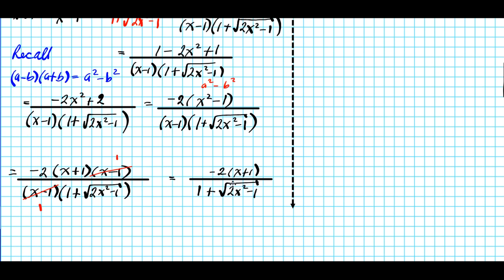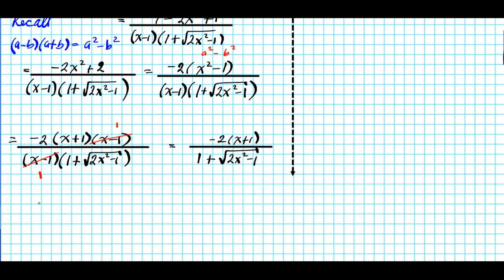Okay, so this is exactly the same as the original limit expression we're trying to evaluate. All we just did is we altered the way it looks using the algebraic processes. Okay, so the problem is still the same. It hasn't changed. It just looks different. We're evaluating the limit as x approaches 1 of negative 2 times x plus 1 divided by 1 plus the square root of 2x squared minus 1.